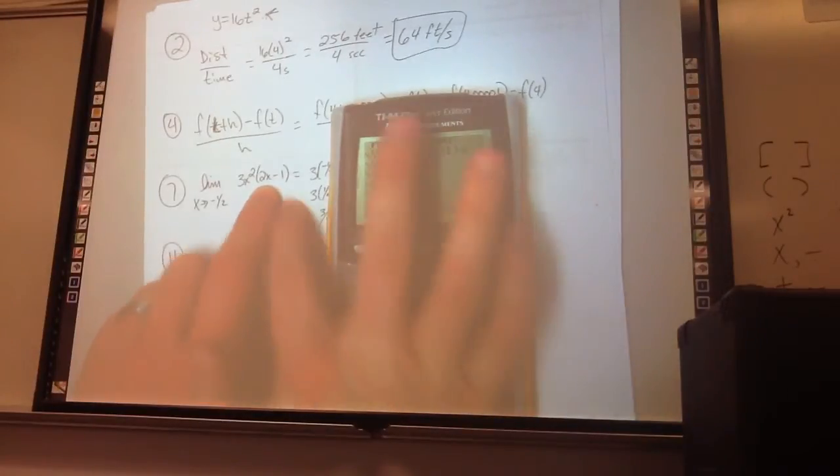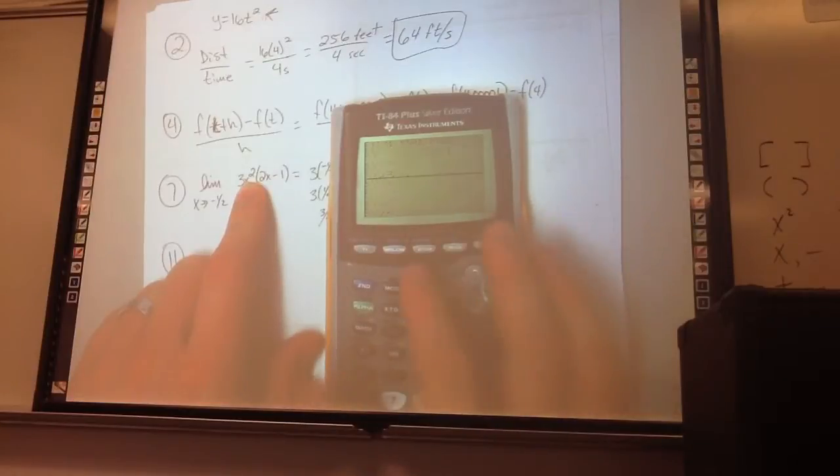You graph the function. Let's see. Oh, my window's all weird. I'll just go standard.